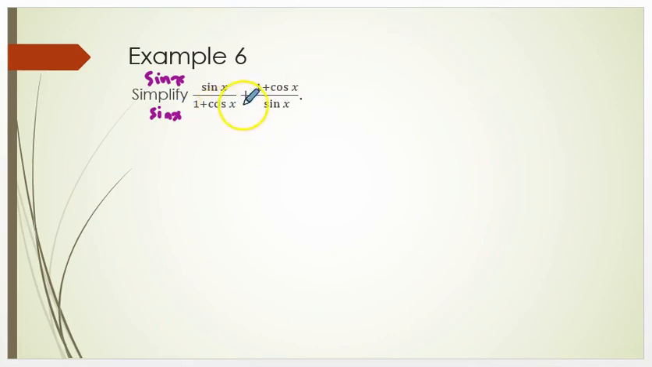And the other way around, I have 1 plus cosine for the denominator on the left fraction. I'm going to multiply that by top and bottom on the right-hand side. So since I'm multiplying it on top and bottom, I'm multiplying by 1, which means I'm not changing the value of these fractions. So when I do sine times sine, that's going to be sine squared of x.